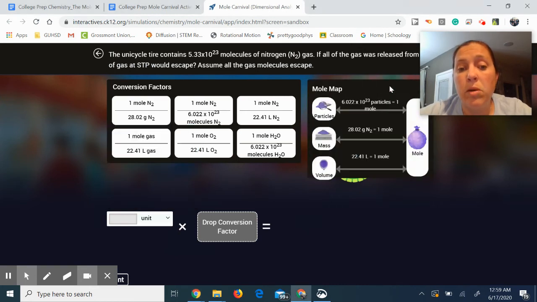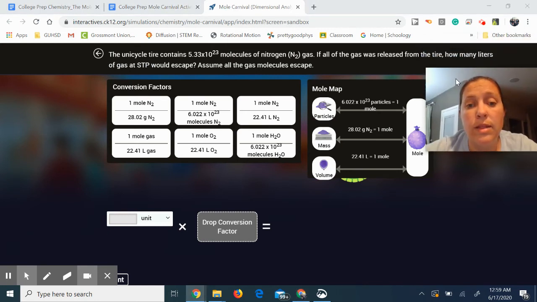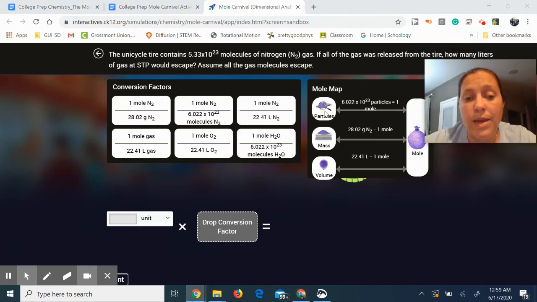I could even use my mole map for what I need to do first. So I have molecules, that's my particles, and I want to go to liters of gas. Well, I can't go from particles to liters because there's no arrow there. So I need to go from particles to moles and then from moles to liters. So how many conversion factors do I need? I'm going to use two of them. And then I'm going to type everything in that I need.